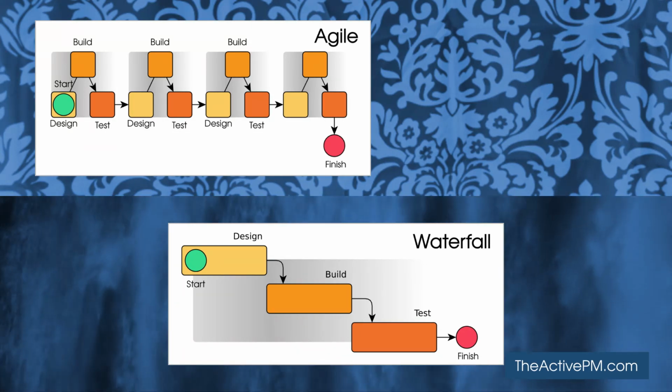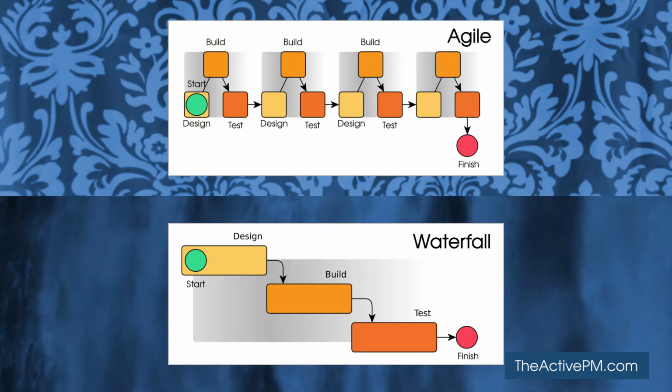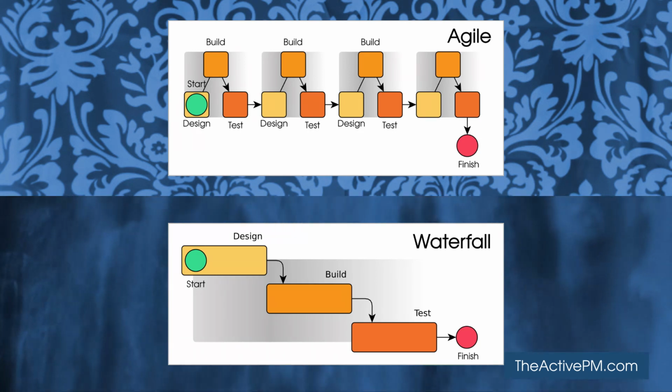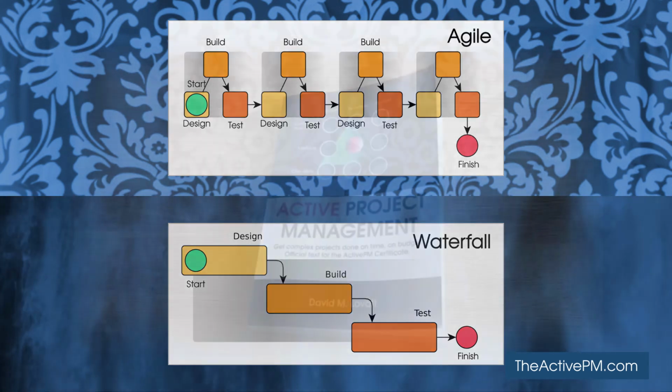Contrast this with the agile approach. Here, tasks are organized in smaller iterations. Now we can review our analysis and adjust plans as we go along.